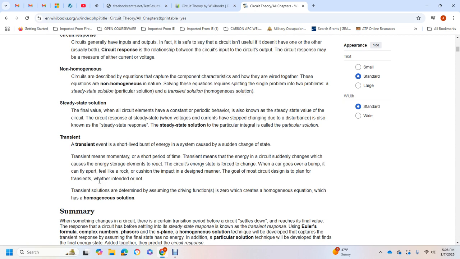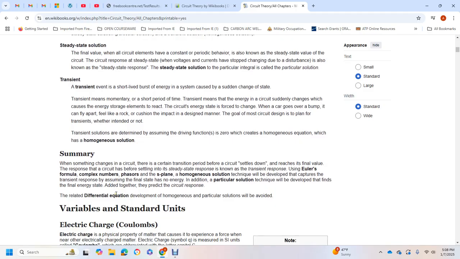When a car goes over a bump, it can fly apart, or the cushion can absorb the impact of the design. But the goal of circuit design is to plan for the transient, whether intended or not. The transient solution is determined assuming the driving force function is zero, which creates a homogeneous equation, known as the homogeneous solution.